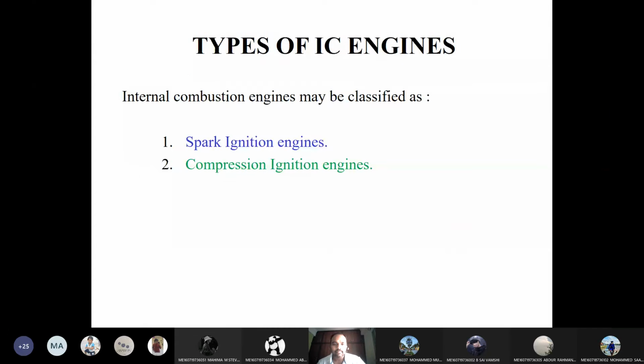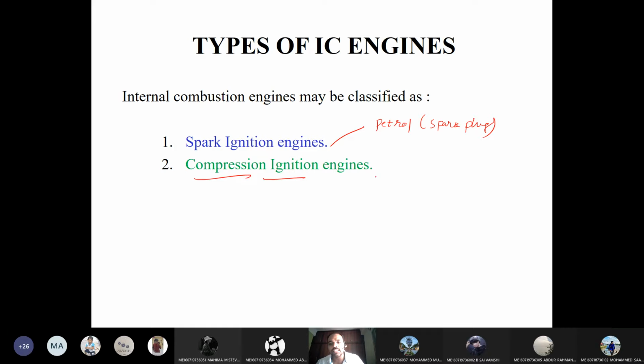Now coming to our internal combustion engines, we have the spark ignition engine and the compression ignition engine. Yesterday itself I told you all petrol engines work based on the SI engine. All petrol engines are SI engines because we are using a spark plug to ignite or to start the combustion. Therefore, all petrol engines are called spark ignition engines.